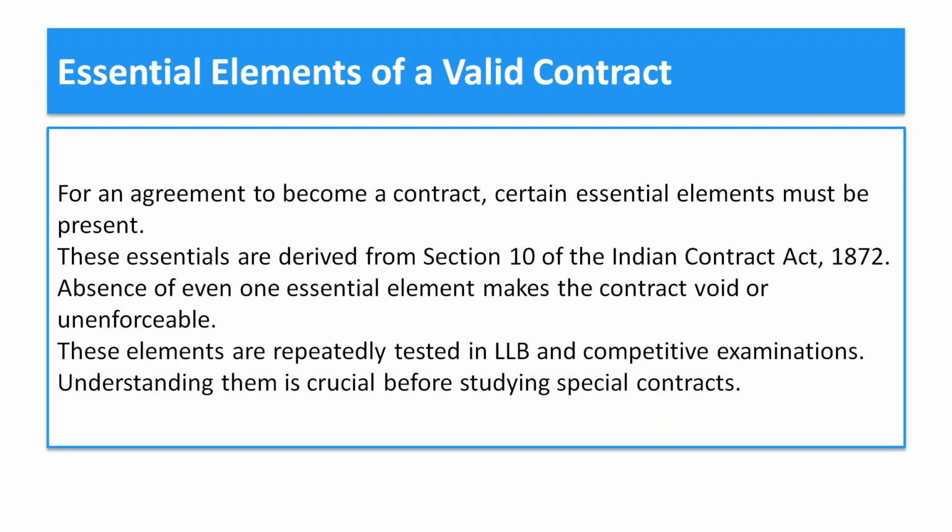Every agreement does not become a contract automatically. For an agreement to become a contract, the law says that some basic conditions must be present. These conditions are called the essential elements of a valid contract, and they mainly come from Section 10 of the Indian Contract Act 1872. You should always keep one simple rule in mind: all these elements must exist together.